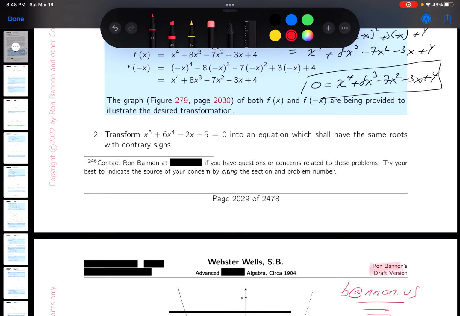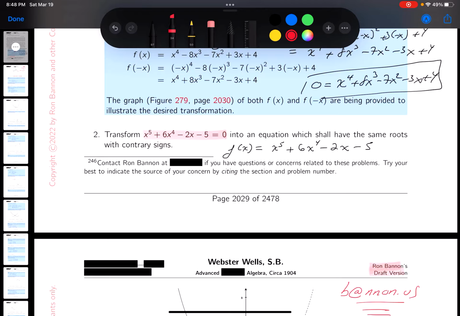Okay, we're going to transform this equation. So I'm just going to say f of x. Let me go back to black ink. f of x is equal to x^5 plus 6x^4 minus 2x minus 5. And what we're going to do is transform this equation. Let me point out what I mean by that. This is the equation into an equation which will have the same roots with contrary signs.